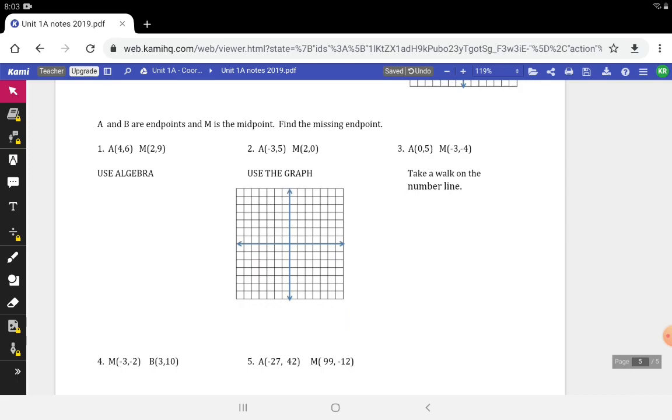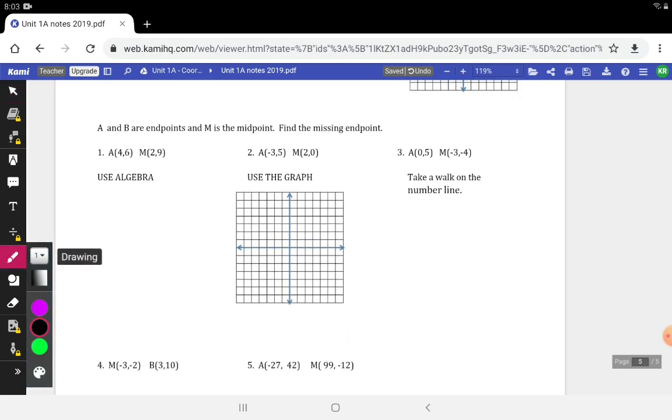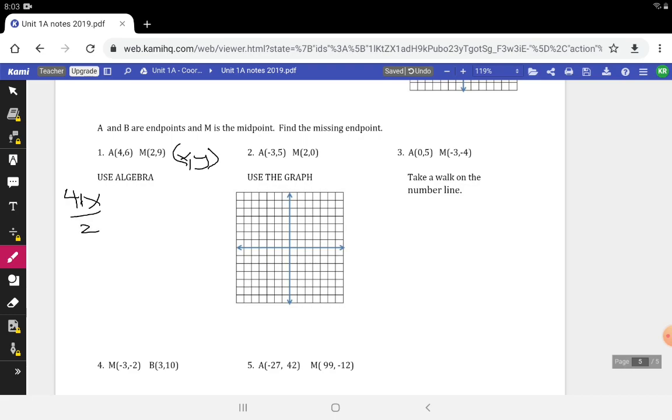Essentially what we'll do is average the unknown B value of x comma y and set it equal to the midpoint. So we would do 4 plus x over 2 equals 2, because the 4 is the x-coordinate of the A value and 2 is the midpoint value. To solve this, we'll multiply both sides by 2 and we'll get 4 plus x equals 4, so x equals 0.